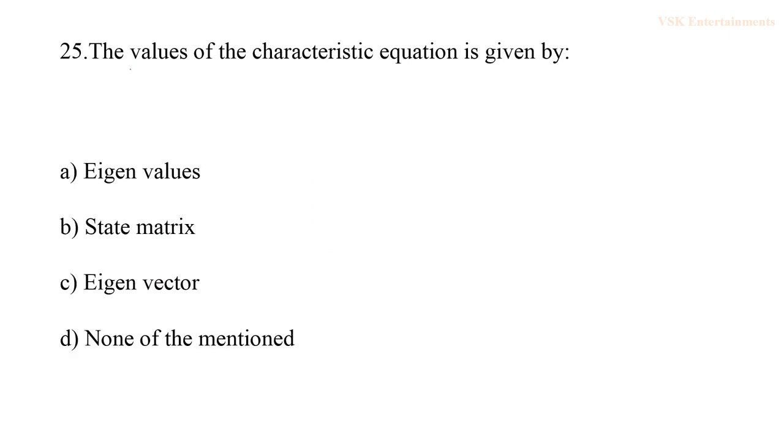Next one is, the values of the characteristic equation are given by eigenvalues, state matrix, eigenvector, none of the above. Here the characteristic equation is nothing but the equation obtained by equating the denominator of a transfer function to 0. Here the roots of this equation are known as poles as well as eigenvalues.